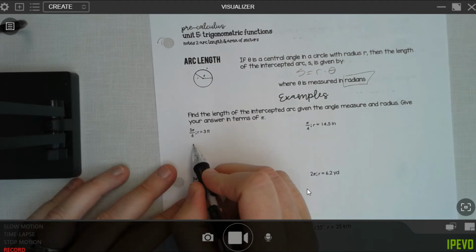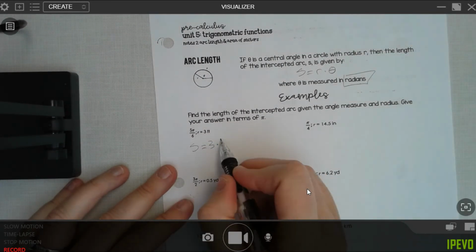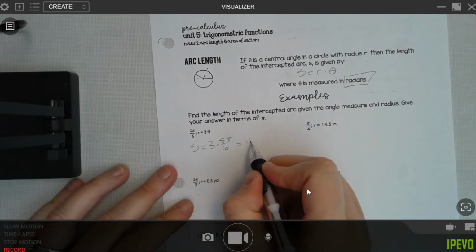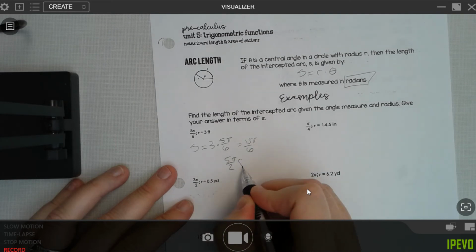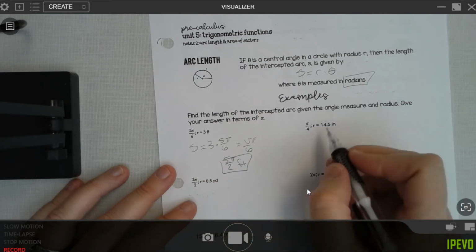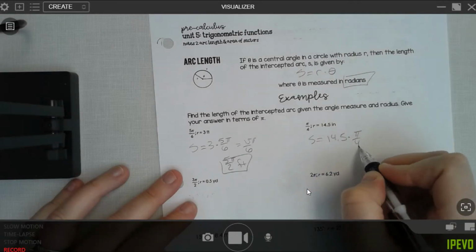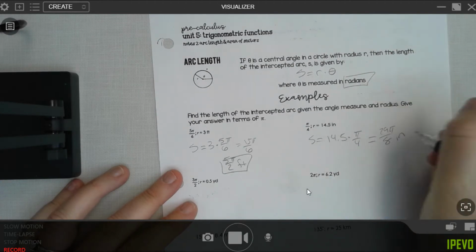So all this right here, the arc length is going to be 3r times your angle, 5 pi over 6. So we get 15 pi over 6, which reduces to 5 pi over 2. And this is in feet. So this right here would be 14.5 inches times pi over 4. So that gives me 28 pi over 8 inches.